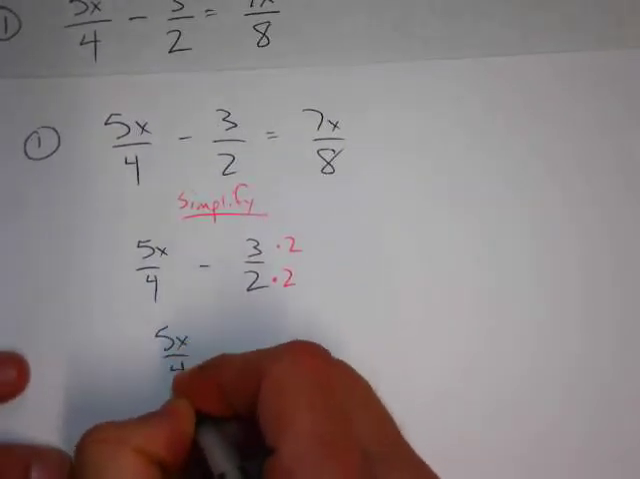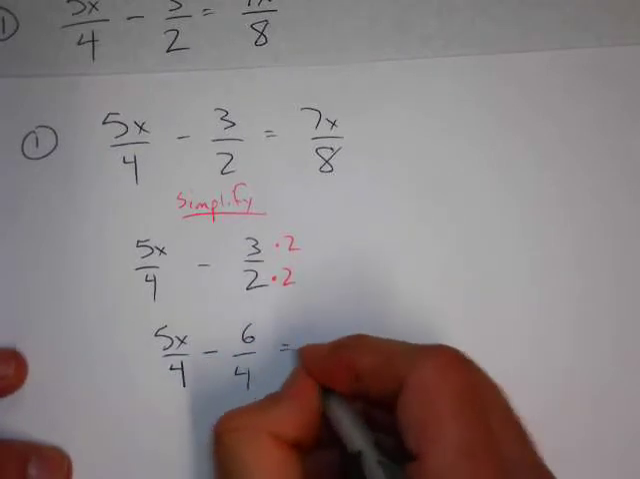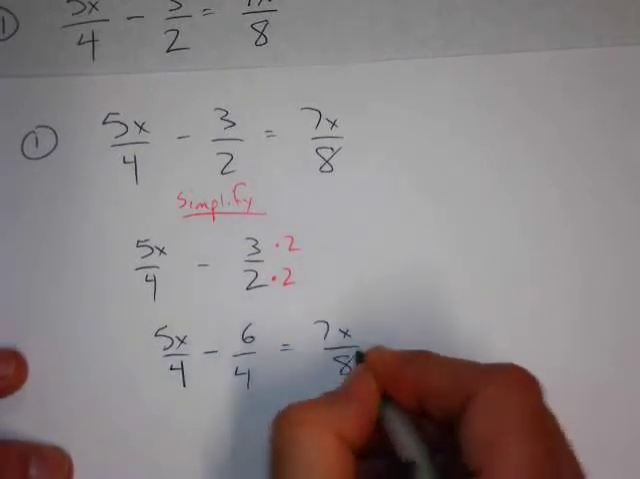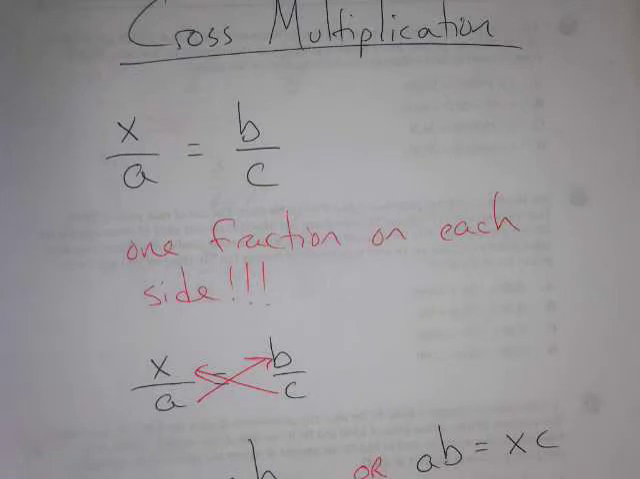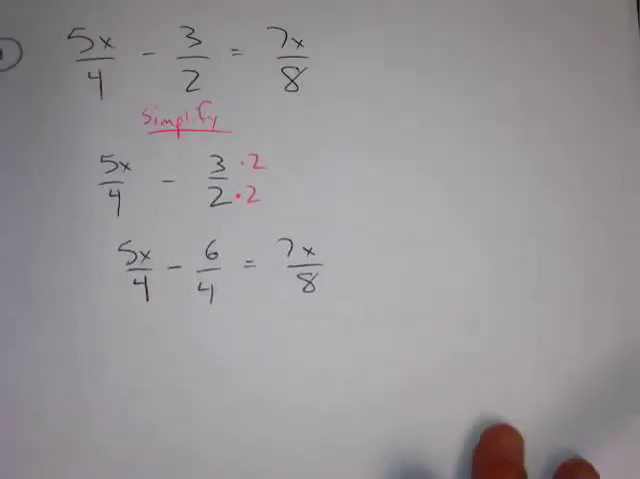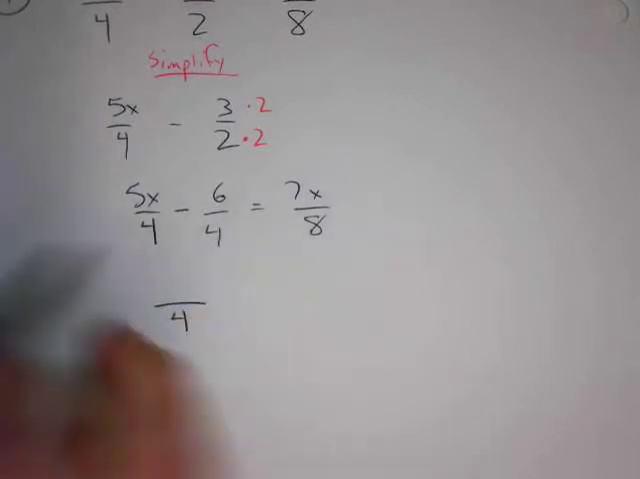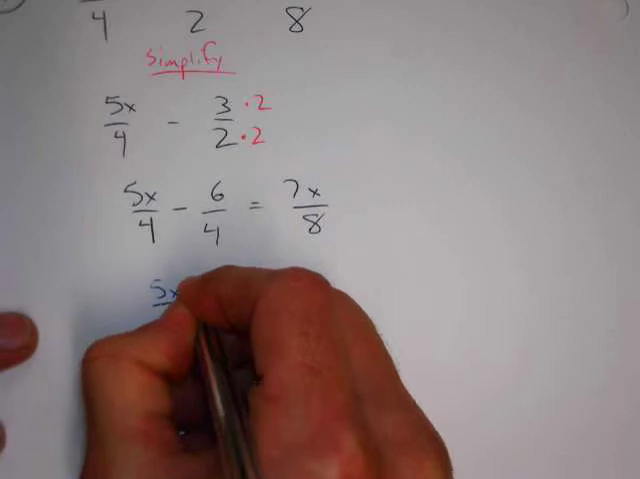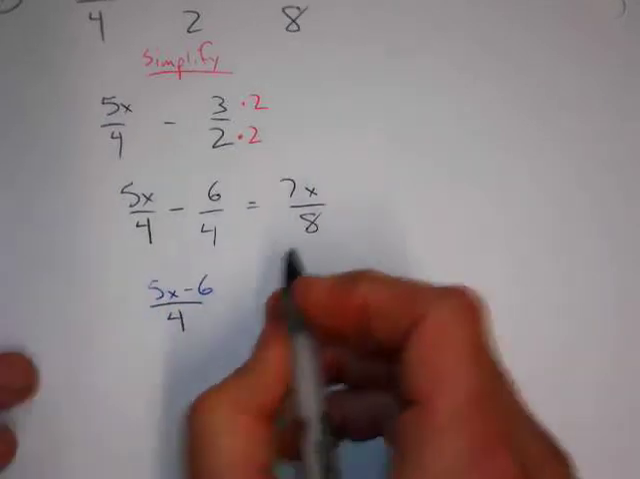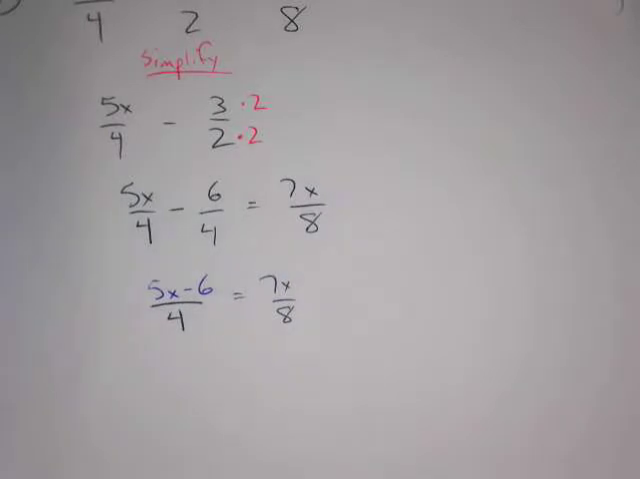My first number stays the same. My second number turns into 6 over 4. And then after my equal sign is 7x over 8. Now remember, if I'm going to use simplifying and cross multiplying, I need to have one fraction on each side. Clearly, I don't have one fraction on my left. So I'm going to keep my denominator and then operate the numerators, 5x minus 6, just like the previous unit. And now I have one fraction on each side.